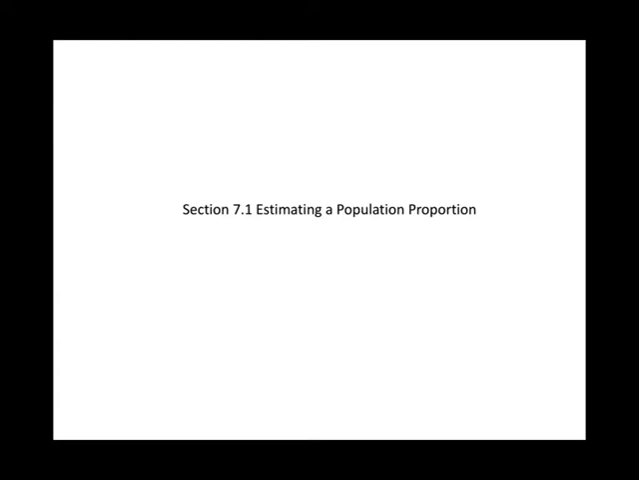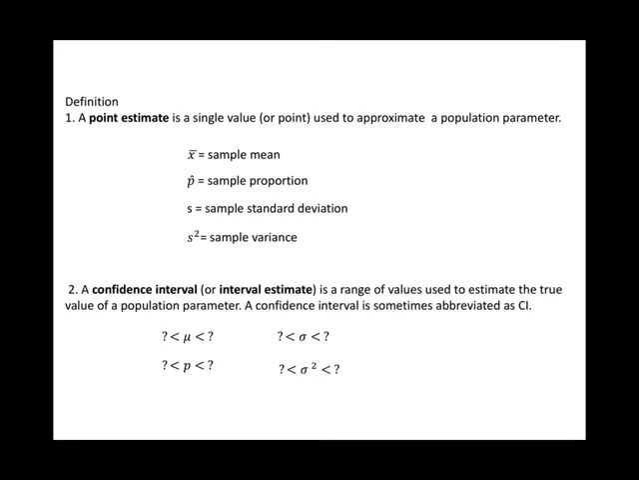Section 7.1, Estimating a Population Proportion. We covered Section 7.2. In Chapter 3, we learned how to find the point estimate. A point estimate is a single value, such as the sample mean, sample proportion, sample standard deviation, or sample variance. We use this single value, the point estimate, to approximate a population parameter.